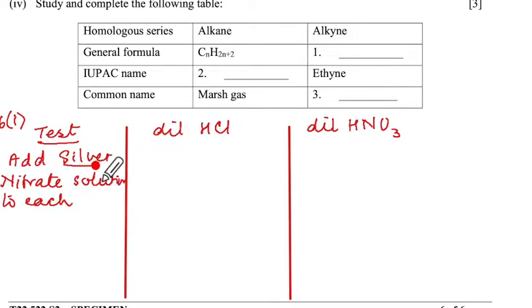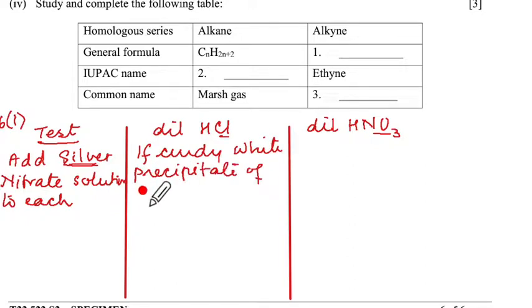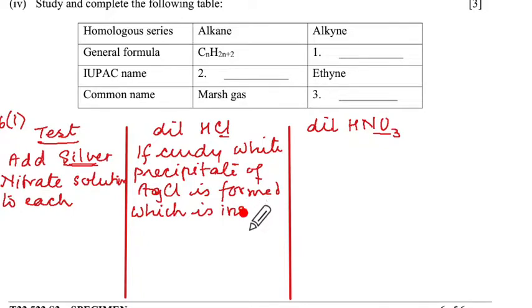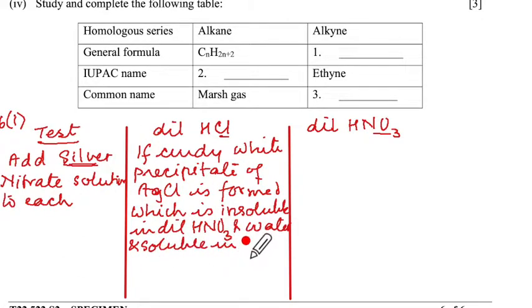Dilute HCl will have silver chloride formed, and dilute HNO3 will have silver nitrate formed. Now silver chloride is a curdy white precipitate, so we will say if a curdy white precipitate of AgCl, that is silver chloride, is formed, which is insoluble in dilute HNO3 and water and soluble in excess NH4OH solution, then this is the test for chloride radical.